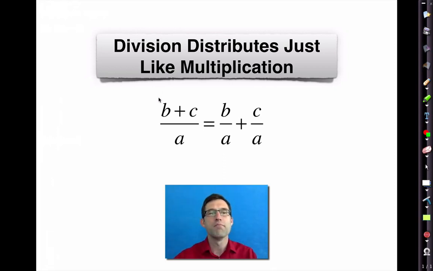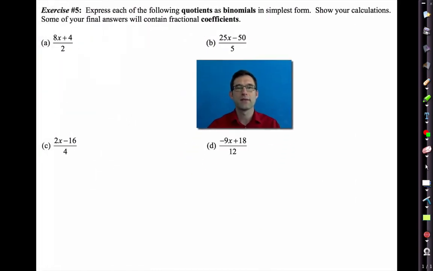If I have b plus c and I divide by a, I can first divide b by a, c by a, and then add the results. Watch out. This is something that a lot of students make mistakes on. They think, well, I'll just divide the first thing by a because then I've done the division. But no, the division distributes over addition and subtraction, just like multiplication does.